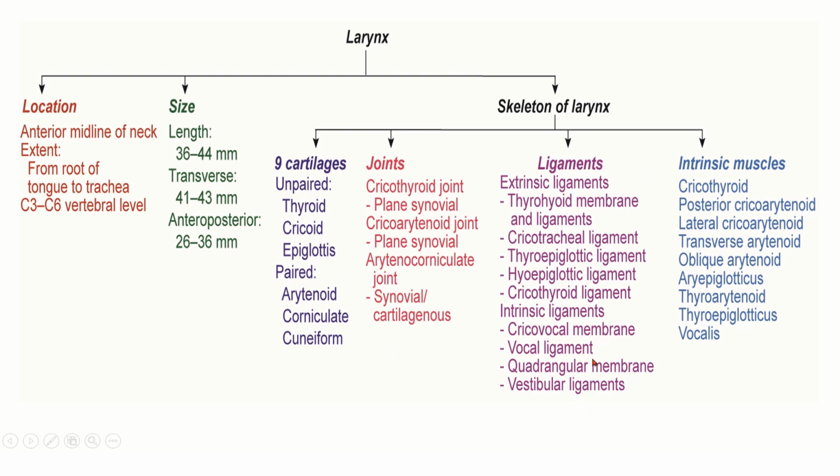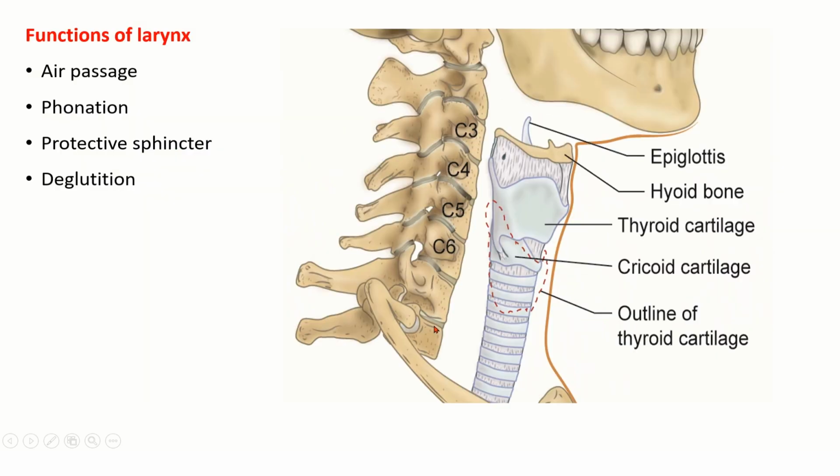So these are the few important ligaments and membranes. Extrinsic ligaments are the thyroid membrane and ligaments, cricotracheal ligament, epiglottic ligament, hyoepiglottic ligament, and cricothyroid ligament. Intrinsic ligaments are the cricovocal membrane, vocal ligament, quadrangular membrane, and vestibular ligaments. Muscles: we concentrate mostly on the intrinsic muscles, namely the cricothyroid, posterior cricoarytenoid, lateral cricoarytenoid, transverse arytenoid, oblique arytenoid, epiglotticus, thyroarytenoid, thyroepiglotticus, and vocalis.